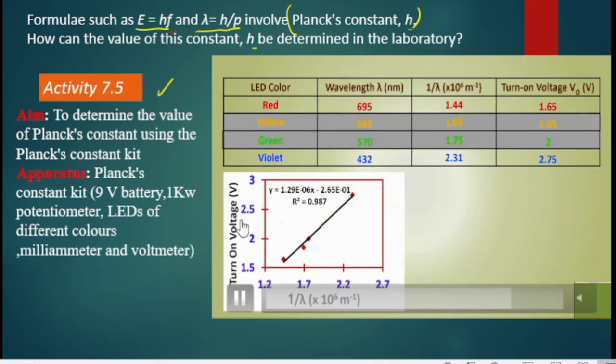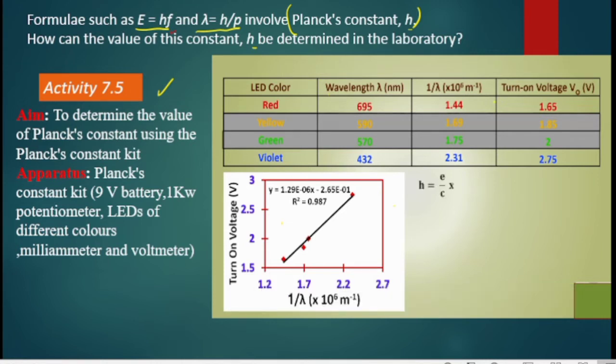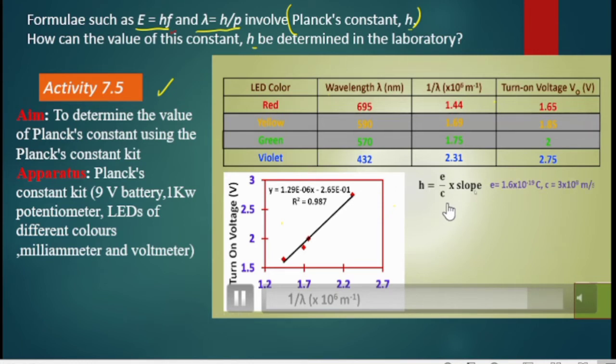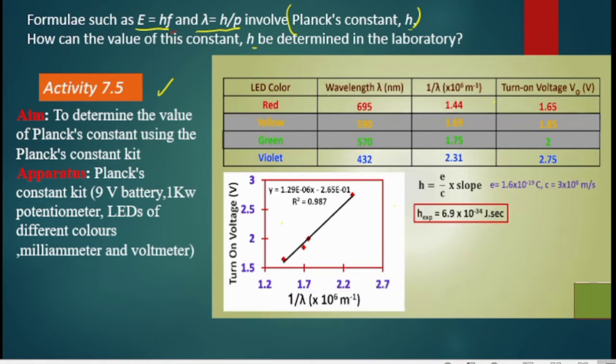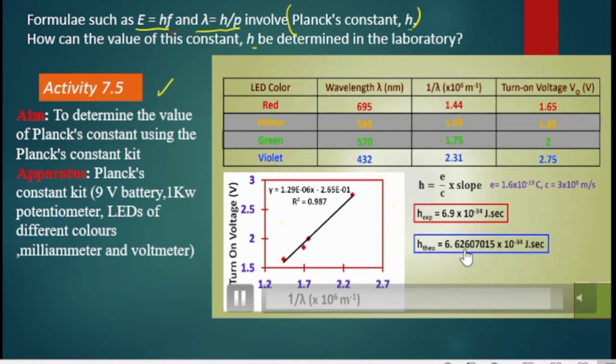The graph of turn-on voltage against 1 over lambda shows a relationship which increases linearly. We calculate the slope, or the gradient, of the graph. We can calculate the Planck constant as gradient multiplied by e divided by c, where e is the charge of one electron and c is the speed of light. From this experiment, the value of h calculated is 6.9 times 10 to the power of negative 34 joule second. The theory value is 6.63 times 10 to the power of negative 34 joule second. This means there is a little bit of error in the value determined through experiment.